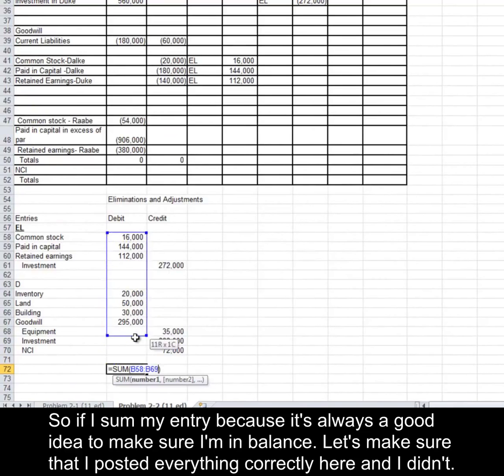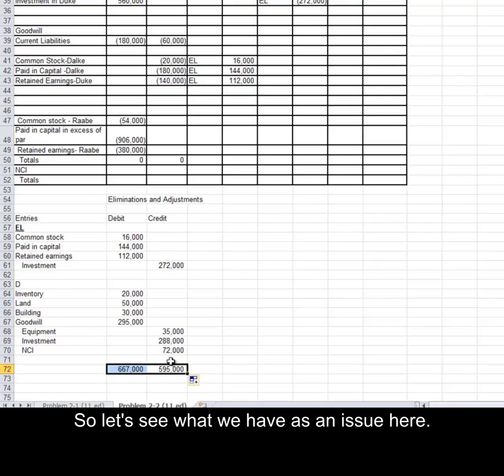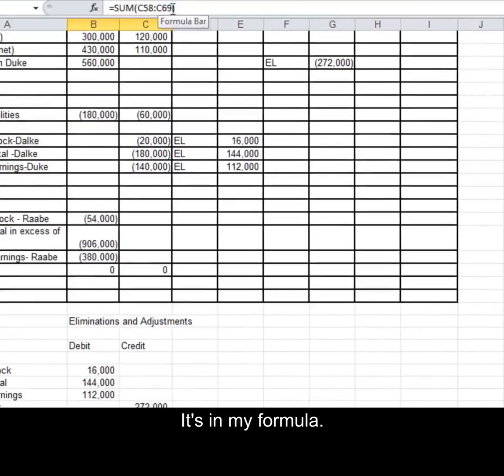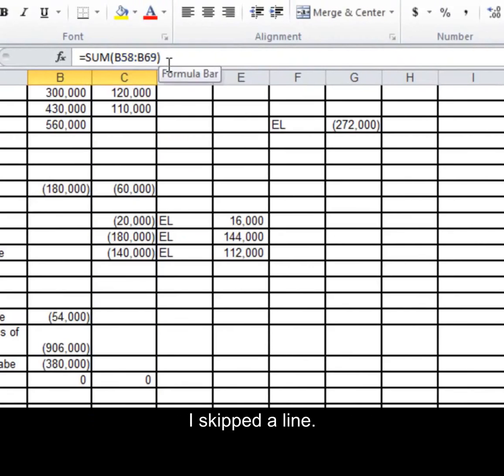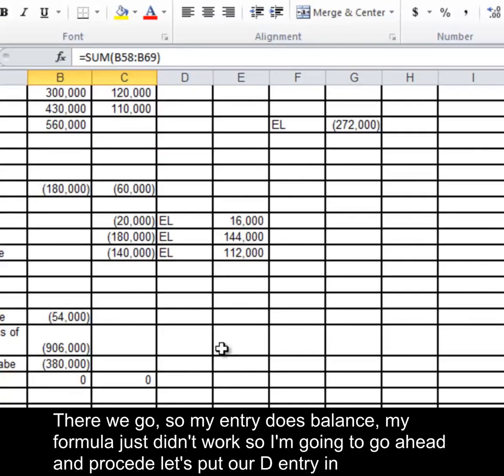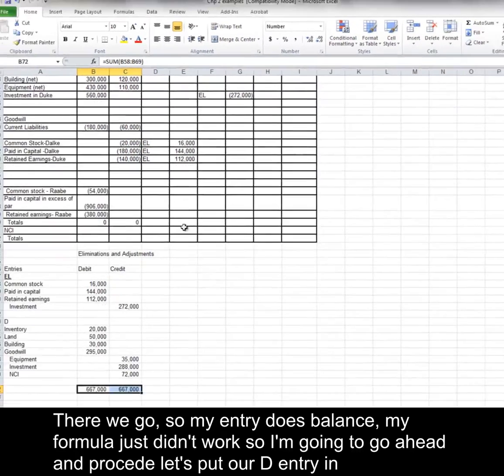So if I sum my entry, because it's always a good idea to make sure that I'm in balance, let's make sure that I posted everything correctly here, and I didn't. So let's see what we have as an issue here. It's in my formula. I skipped a line. There we go. So my entry does balance, my formula just didn't work. So I'm good to go ahead and proceed.